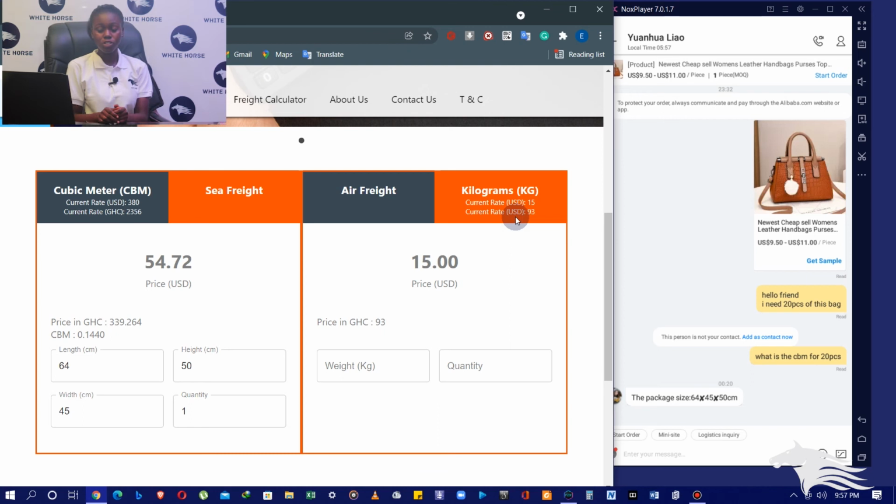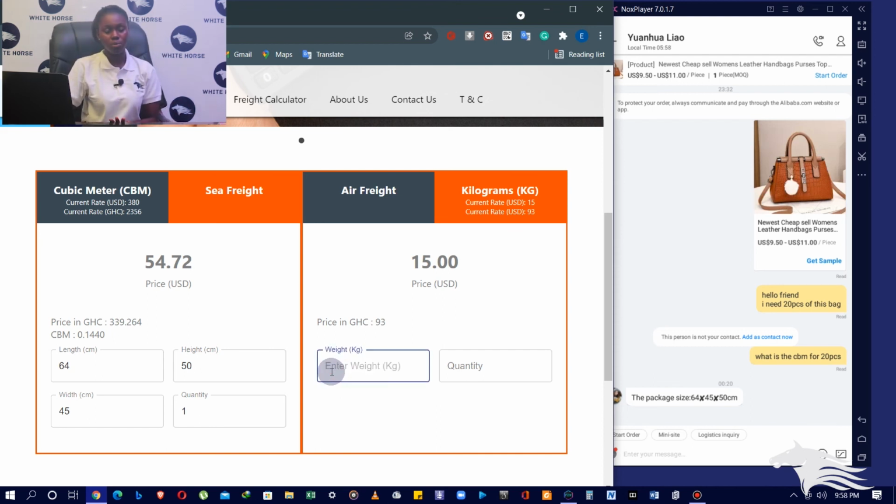Okay, so let's move on to air freight. To calculate your air freight, you need the weight of your product. So you'd have to request it from the supplier. As you requested the CBM, you have to request the weight of the product from the supplier. And when it's given to you, you go straight into the freight calculator, as you can see here, and enter the weight given to you. It's mostly given in kilograms, so you just go ahead and input it.